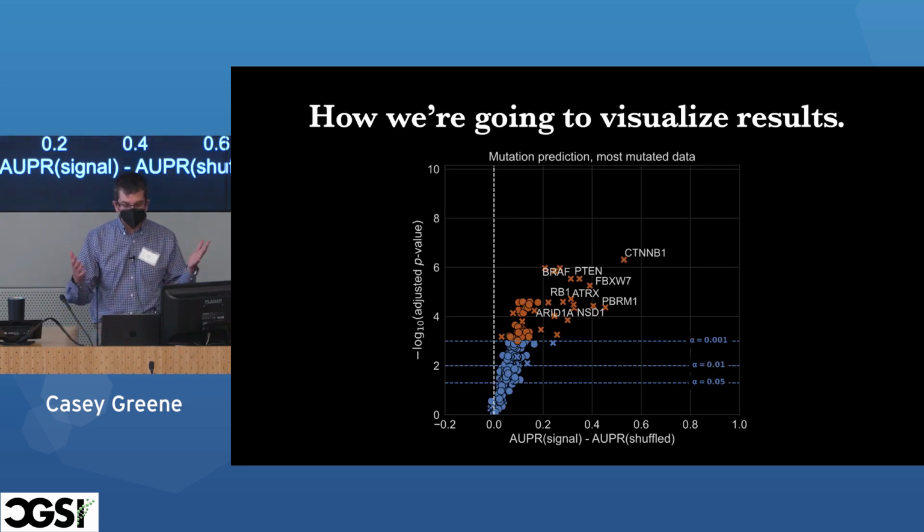And so what Jake then did is took that strategy and just applied it at scale to 268 different cancer-associated genes. And in this case, what he pulled first was the genes most mutated in TCGA. And what we're showing here is the log 10 adjusted p-value. And then this is the AUPR for a data set where we've left signal in compared with one where we've permuted the data set to remove signal.